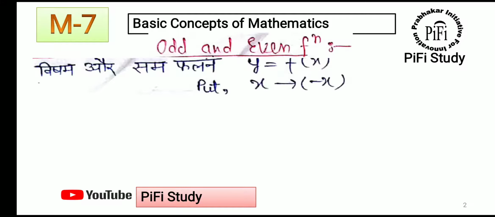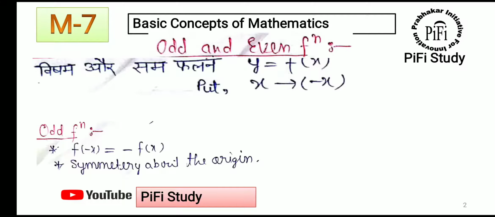So if for any function you replace x by minus x and then you get minus f(x), that means if after putting the value of x by minus x the minus sign comes out from the function, then this function is an odd function. And an odd function is always symmetric about the origin.